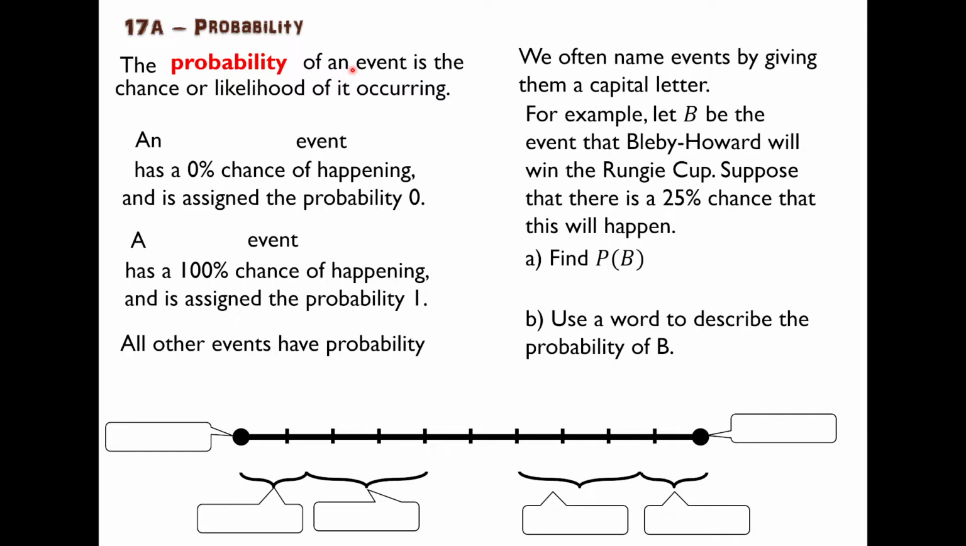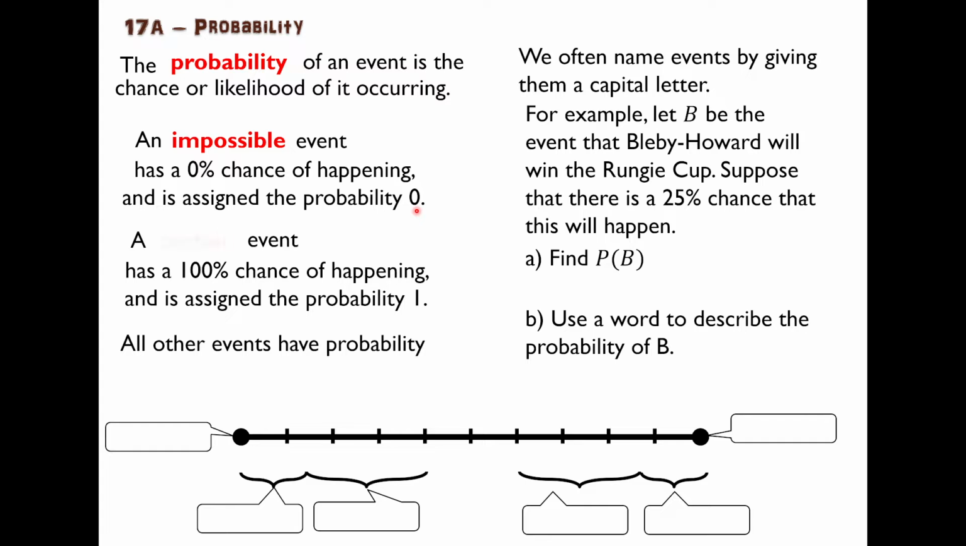To give some examples, an impossible event has a 0% chance of happening. It is assigned the probability 0. This is the probability as a percentage, and this is the probability as a decimal, as a number. As an example, an impossible event might be rolling a 7, the number 7, on a 6-sided die. If the die has 6 sides, it's impossible.